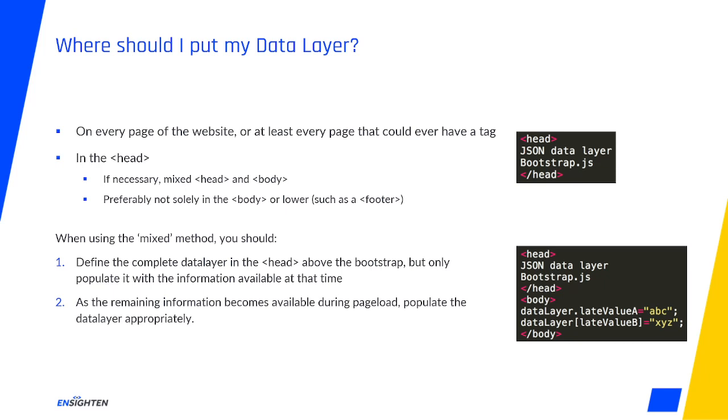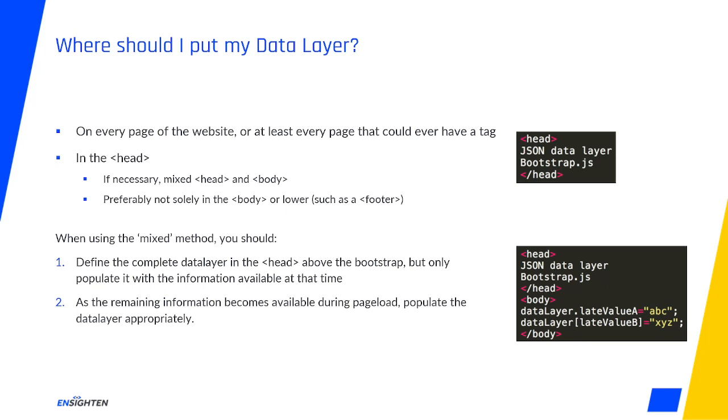In that scenario, the preferred action is a two-step approach. 1. Define the complete data layer in the head above the bootstrap, but only populate it with information available at that time. 2. As the remaining information becomes available during page load, populate the data layer appropriately. Additionally, as an optional step 3, consider triggering an event of some kind to indicate that the data layer has completely populated. We'll discuss handling these events in a future video.